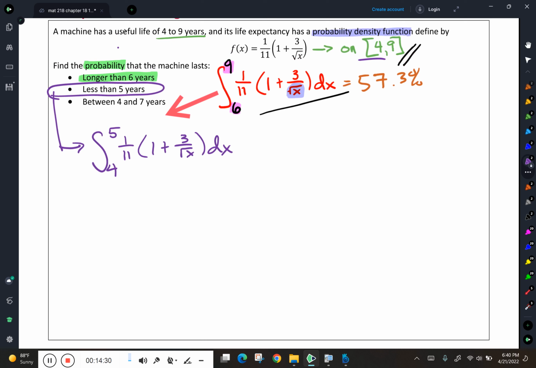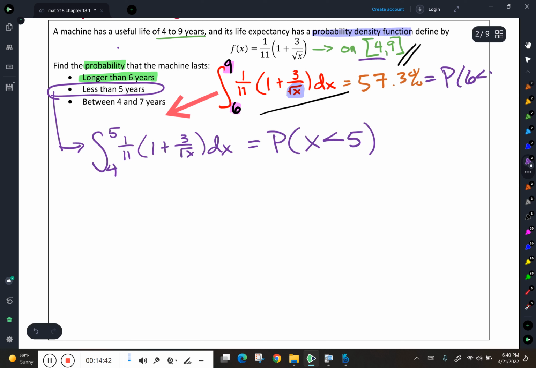Now if I want to get really fancy about it, this is going to find me the probability that my random variable is less than 5. And this one up here found me the probability that 6 is less than my random variable is less than 9. And I can write this out using probability statements. Okay? But that's not what I'm really focusing on right now. I'm focusing on actually setting up the integral and doing the math.